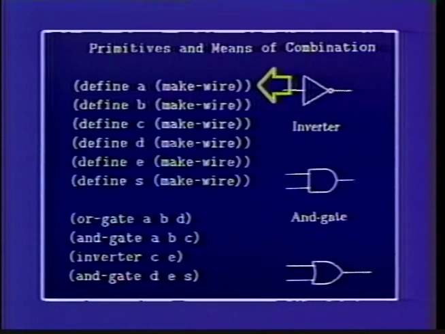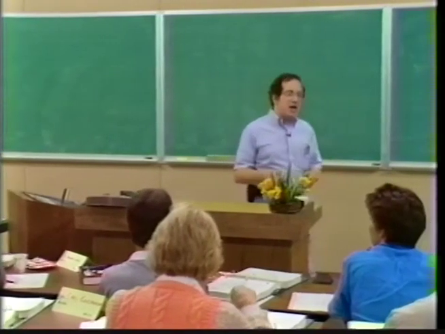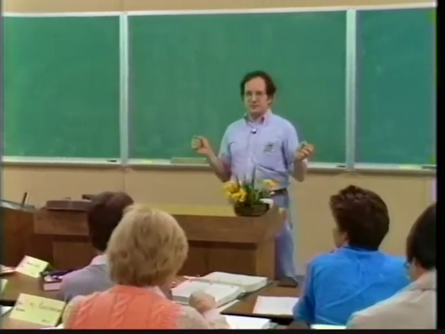So let's say A is a wire, and B is a wire, and C is a wire, and D is a wire, and E is a wire, and S is a wire. Well, an OR gate that has both inputs, the inputs being A and B, and the output being wire D, you notate like this. An AND gate, which has inputs A and B and outputs C, we notate like that. By making such a sequence of declarations, I can wire together an arbitrary circuit. So I've just told you a set of primitives and means of combination for building digital circuits.